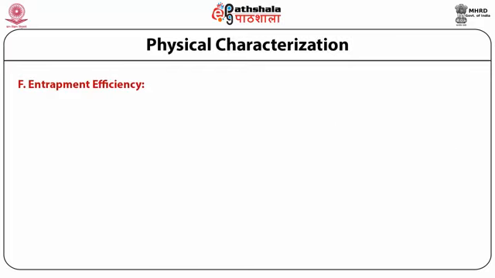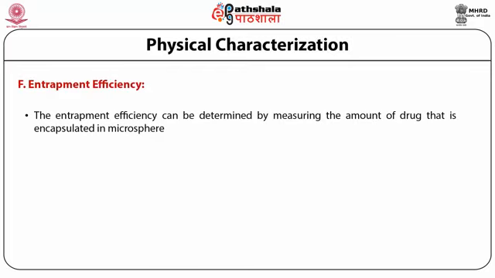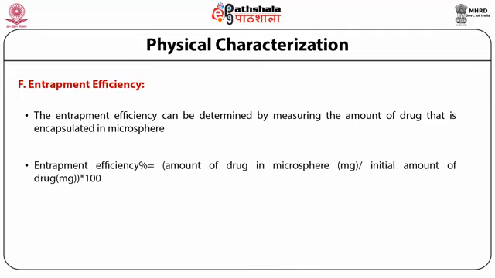Entrapment efficiency. The entrapment efficiency can be determined by measuring the amount of drug that is encapsulated in microsphere. The percentage entrapment efficiency can be calculated by using the formula, which is amount of drug in microsphere in milligram divided by initial amount of drug in milligram multiplied by 100. The result will occur in percentage.